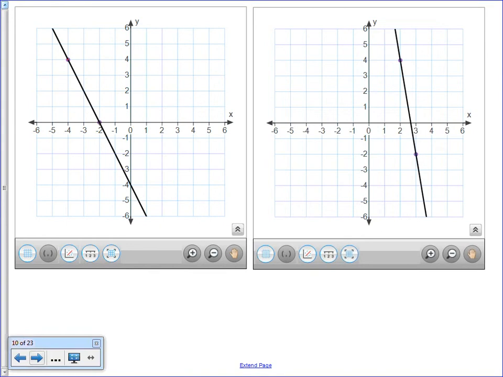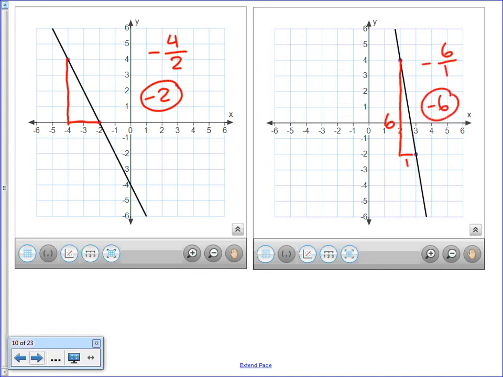A few more. We go down 1, 2, 3, 4, and then over 1, 2. So down 4, and then over 2. 4 over 2 can simplify. 4 divided by 2 just gives me 2, so that'd be a negative 2 for that one. Next one here, I'm going down 1, 2, 3, 4, 5, 6, and then over 1. So minus 6 over 1, or just a negative 6 for that slope.